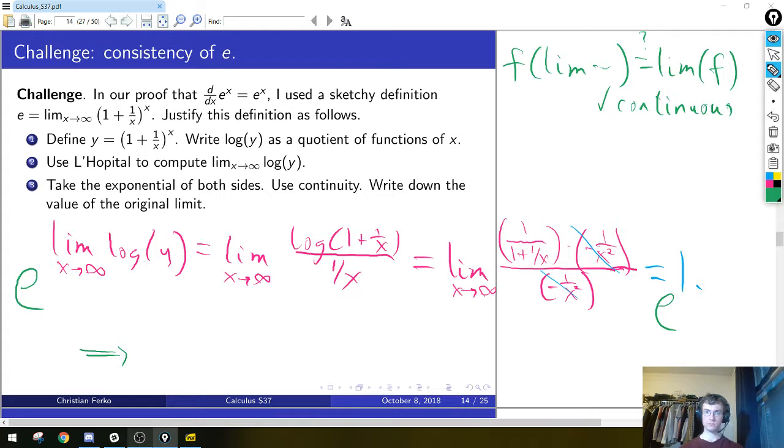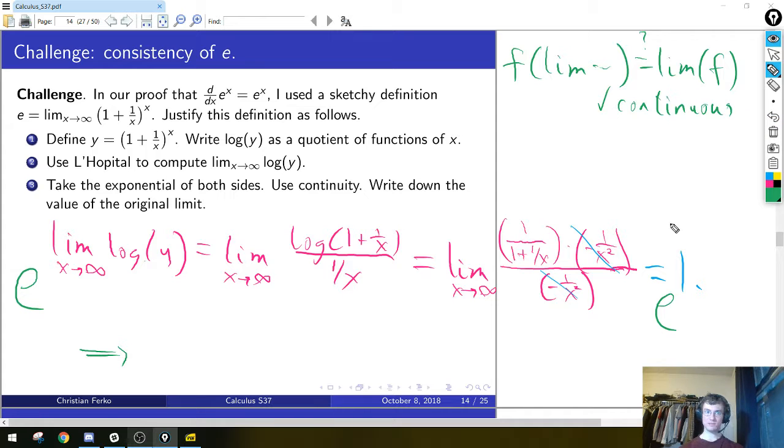I am trying to remember. Take the exponential of both sides. What does take the exponential mean? Is that multiplying by e on both sides? Oh, e to the x on both sides. Okay. Yeah, that's what I was doing.